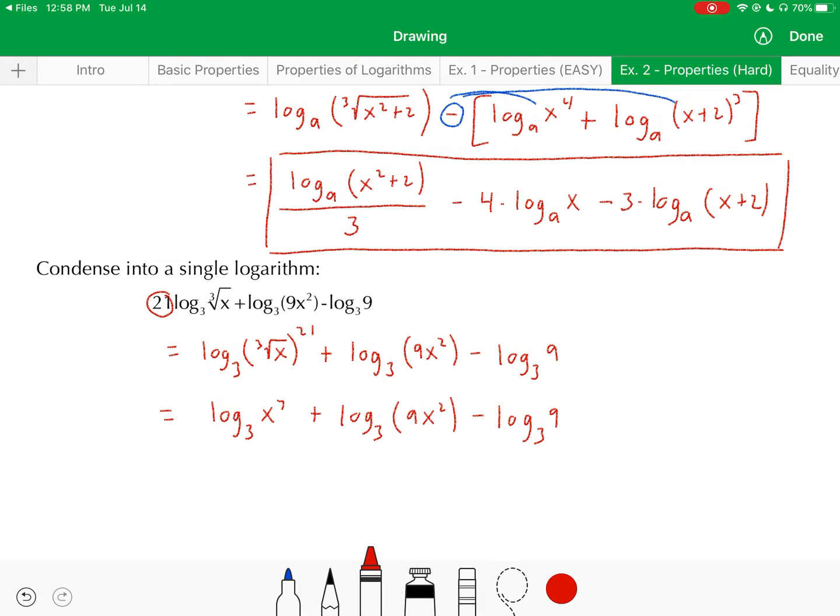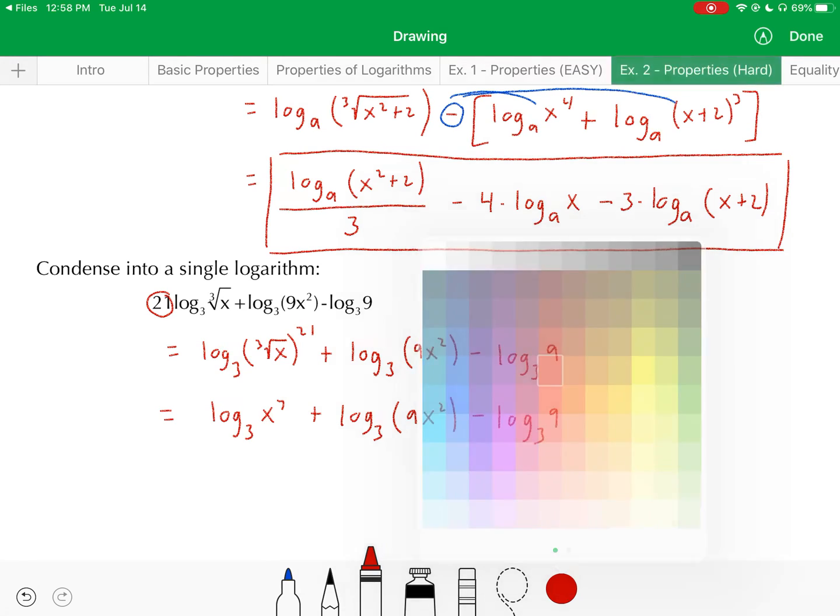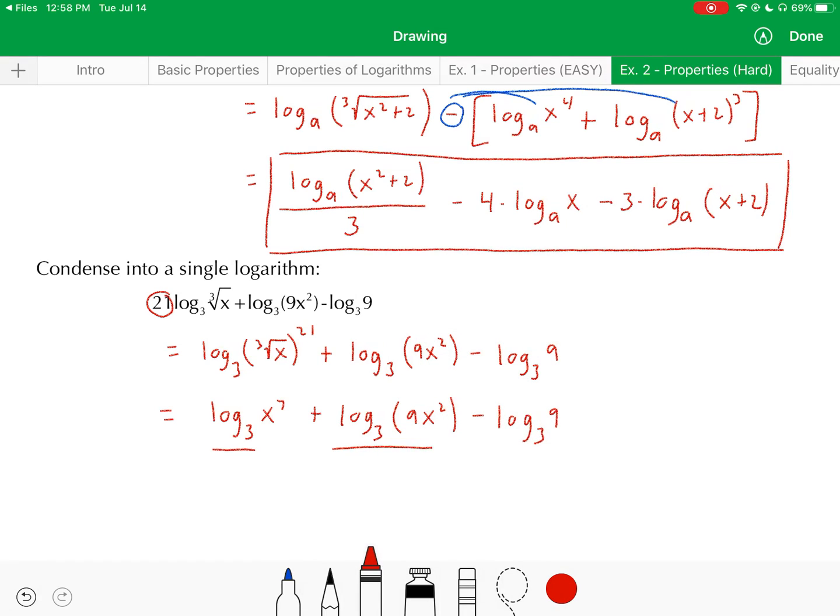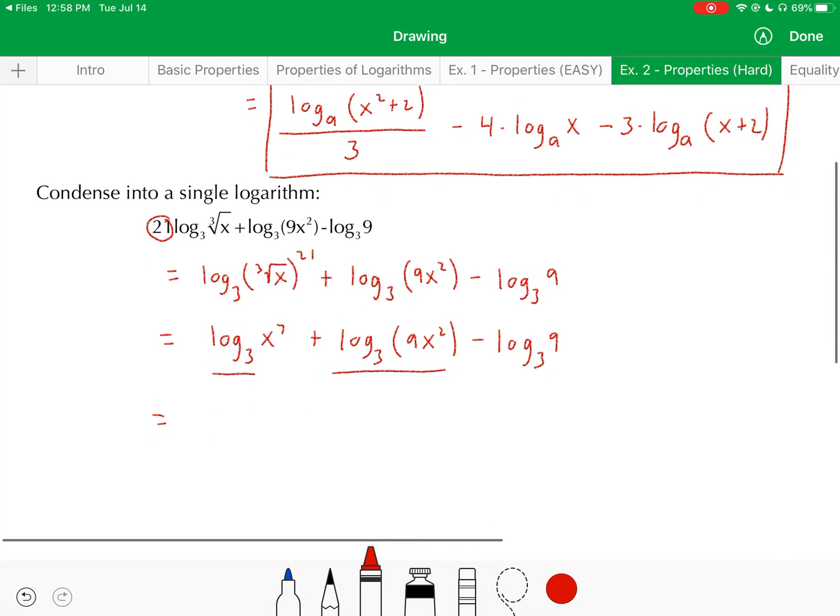Okay, so now I'm going to focus on my product and quotient properties, and I'm going to do this moving from left to right, just like I would with normal order of operations. So I'm going to combine these two logarithms together. They're being added so I can use a product property, and I can multiply the arguments of x to the 7th and 9x squared together. So that's going to give me log base 3 of 9x to the 9th.